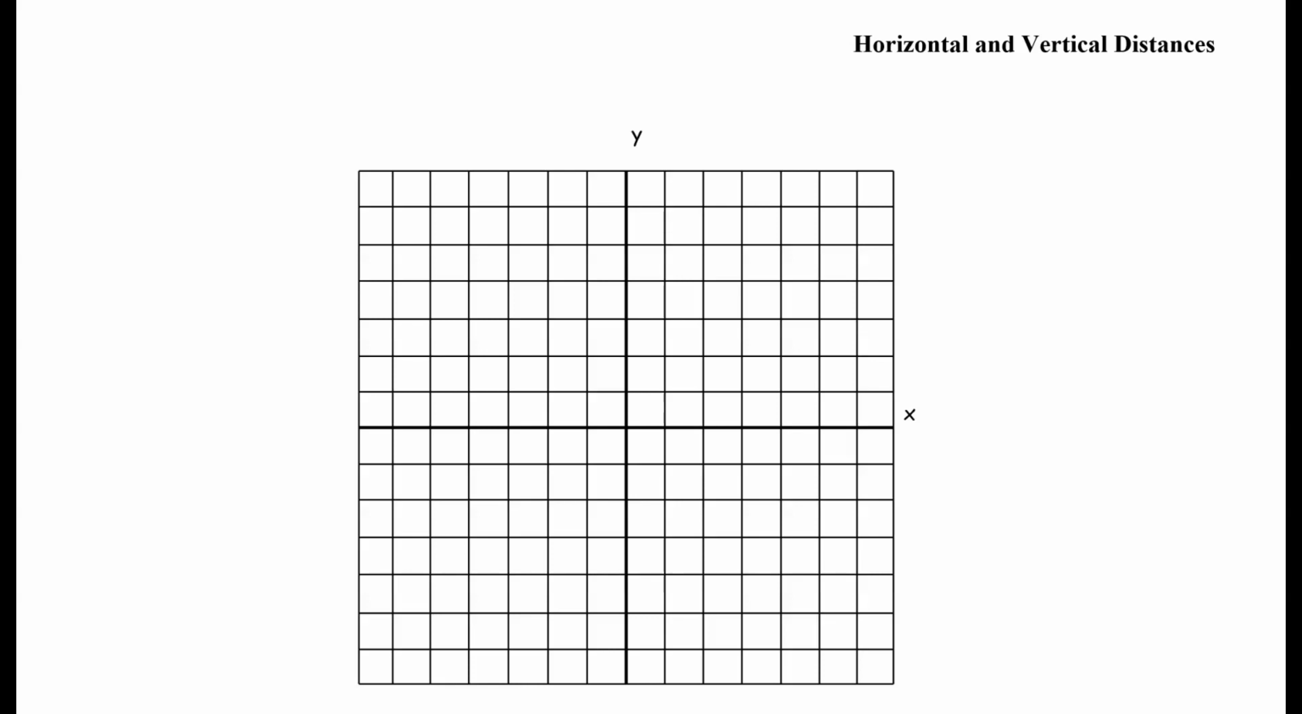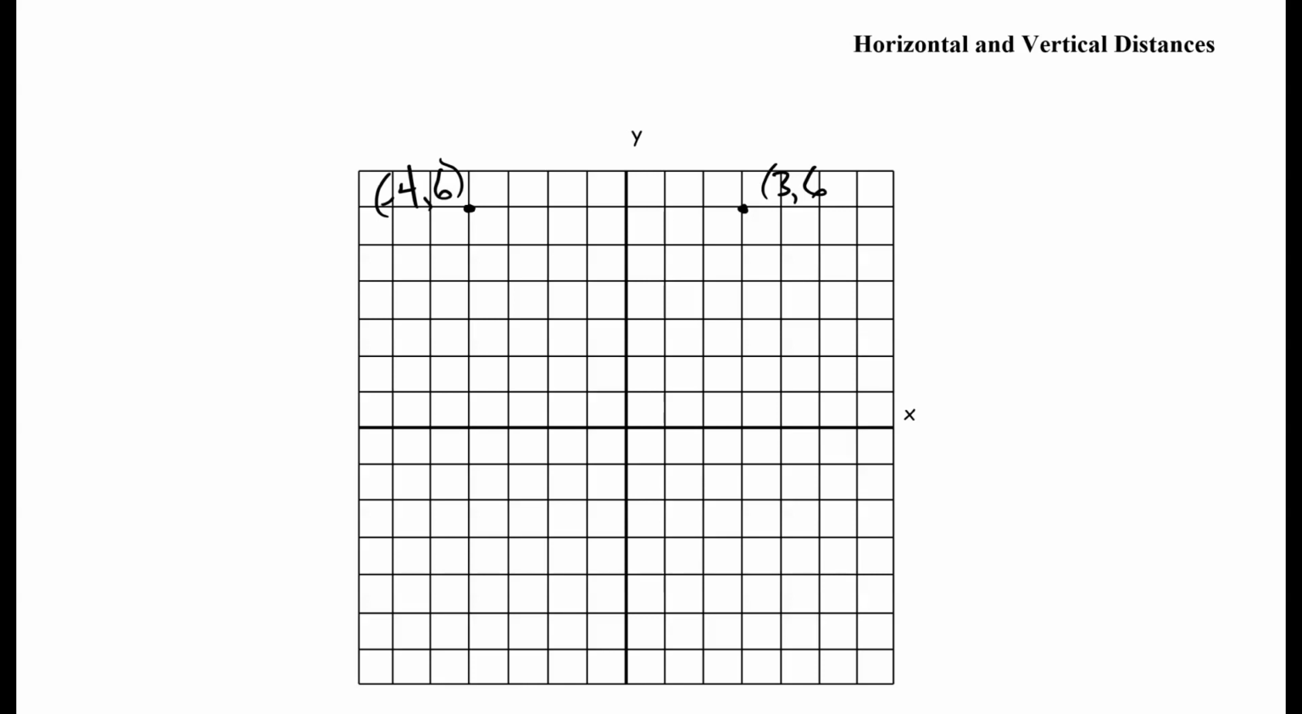Hi, this is Mr. Bledsoe, and in this video we're going to look at distances between points in the coordinate plane, and specifically we're going to look at horizontal distances and vertical distances. So let's take a look at 2 points in the coordinate plane, -4, 6, which is this point right here, and 3, 6, which is this point right here.